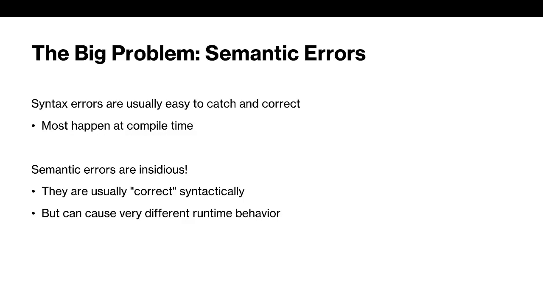So the bottom line here is the big problem with transpilers is semantic errors. Syntax errors are generally easy to catch and correct. These are caught at compile time, so if you're transpiling from one language to another and it introduces a syntax error, the destination language compiler will throw an error, and you can make appropriate changes, update your unit tests for the transpiler, and we're all good.